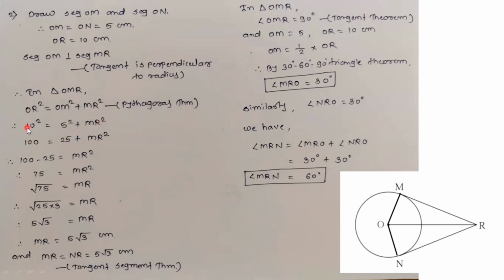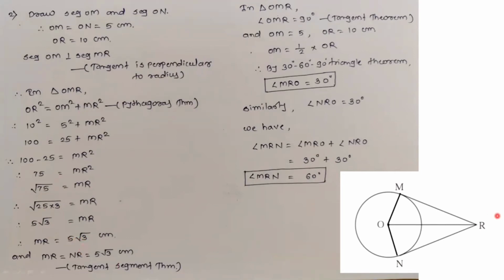Now if we simplify this, 10 square is 100, 5 square is 25 plus MR square. We transfer 25 to the left hand side to get 100 minus 25 is equal to MR square. 100 minus 25, that's 75, is equal to MR square. If we take square root on both the sides, we will get root 75 is equal to MR. Again, 75 can be split into 25 into 3. As 25 is a perfect square, if we take that outside the square root sign, it will be its square root. So 5 root 3 is equal to MR, that is MR is equal to 5 root 3.